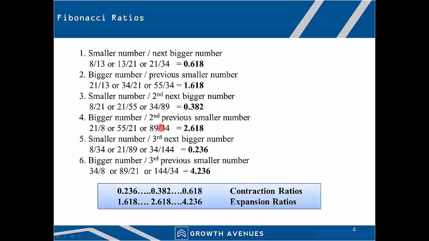21 divided by 8, or we do 144 divided by 55, or 233 divided by 89, right? So if you have 233, then before that number is 144, and before that number will be 89. So that is why it will be 233 divided by 89, and so on. So bigger number divided by second previous smaller number will now give you a ratio of 2.618.